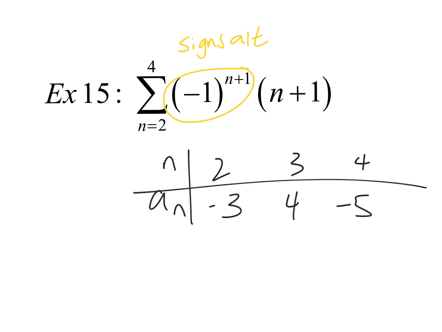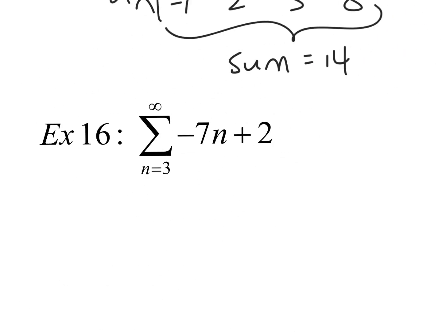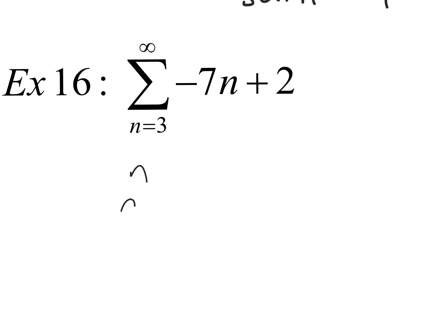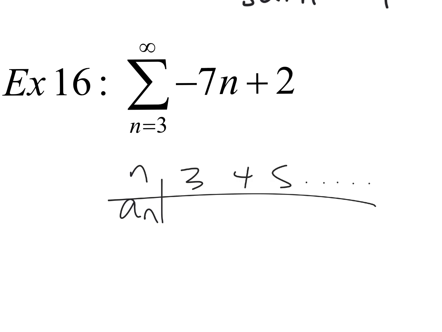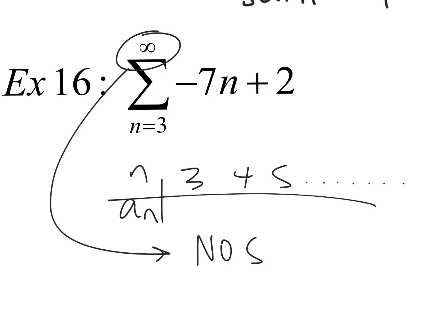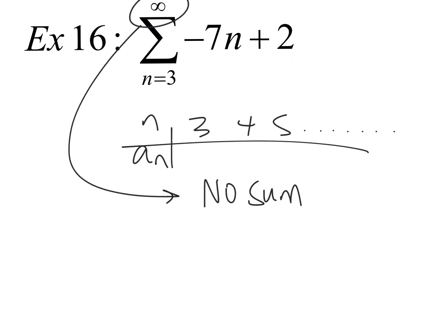Okay, how about number 16? Starting at 3 and going to, I don't want to write out all those numbers to infinity. Because it goes to infinity, there is no sum. That means that this is divergent.